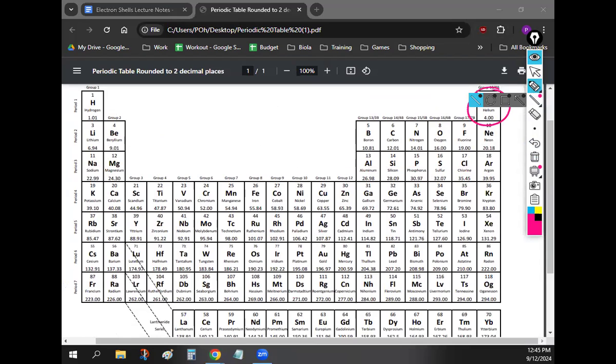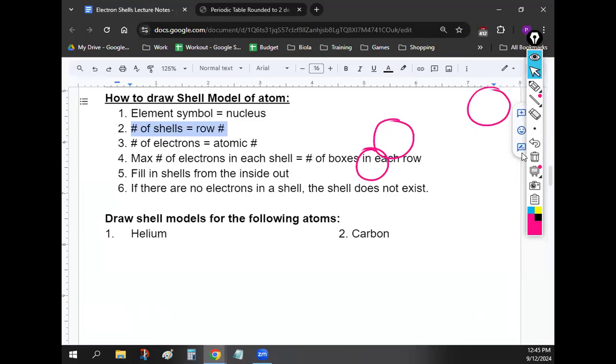Okay. Helium is in the first row, right? That means it has 1 shell. Okay, if we look at, for example, carbon. Carbon's in the second row. How many shells does carbon have? 2. If we look at aluminum in the third row, how many shells does it have? Yeah, so on and so forth. Okay, pretty easy, right? So we are going to continue doing number 1.